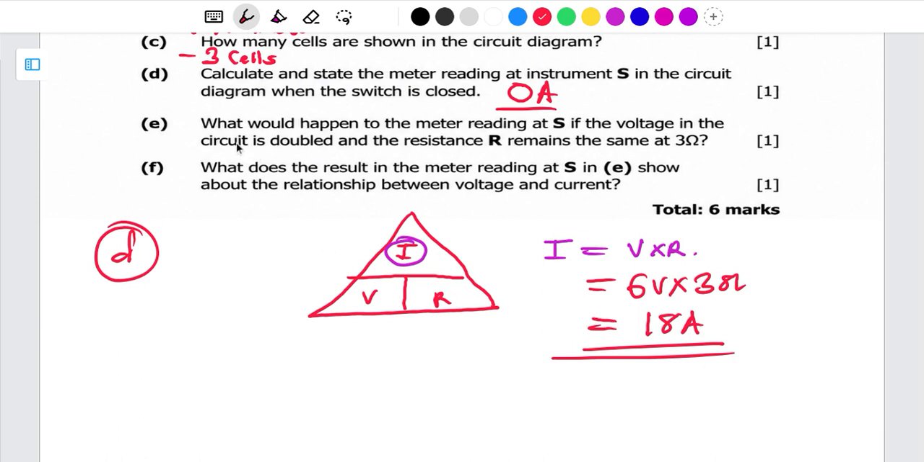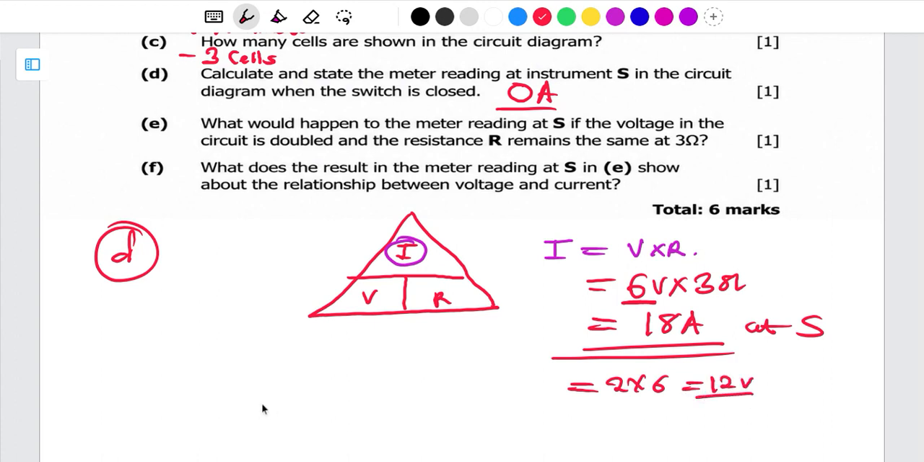Then E, what would happen to the ammeter reading at S? So this is the ammeter at S. Okay. So what would happen to the ammeter reading at S if the voltage in the circuit is doubled and the resistance R remains the same at 3? What they mean here, if we double this voltage, meaning 2 multiplied by 6, we're going to get 12 volts. So this is the doubling.